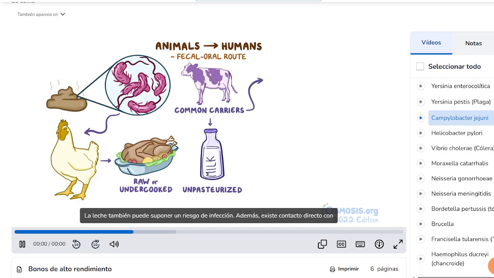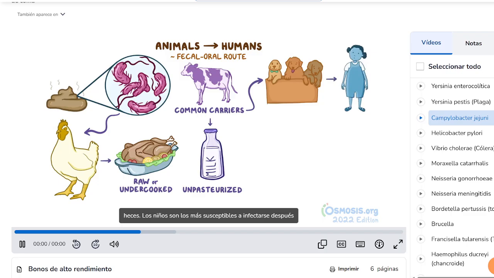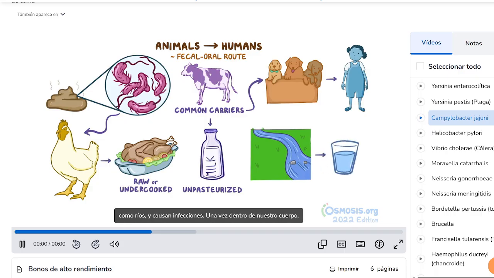There's also direct contact with infected pets, notably puppies, which excrete the bacteria in their stool. Kids are the most susceptible to getting infected after playing with an infected pet. Lastly, infected stool can end up in sources of fresh water, like rivers, and cause infection.